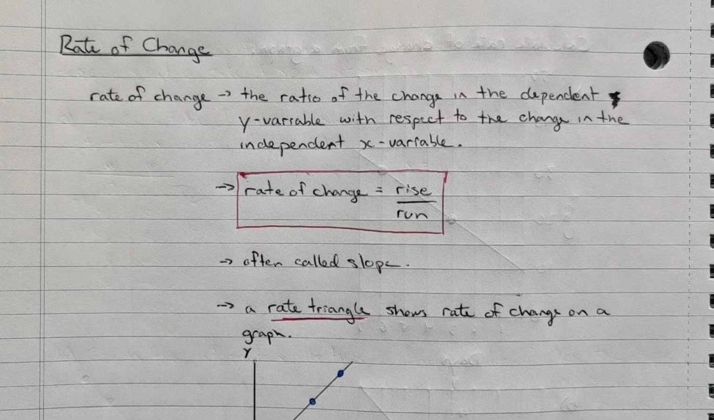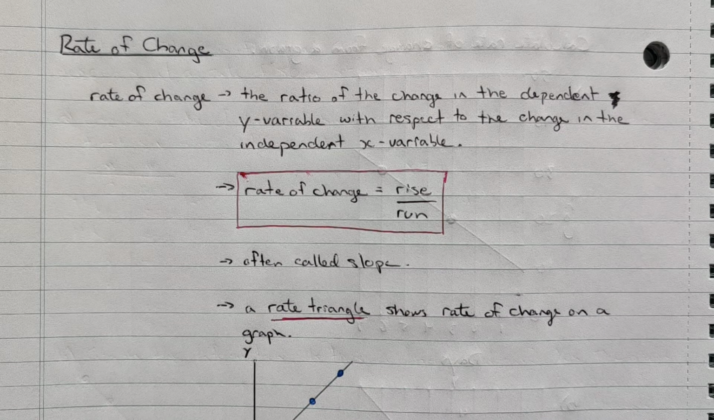So here we're looking at the rate of change. The rate of change is a ratio comparing the change in the dependent or y variable with respect to the change in the independent or x variable. So it compares how something's going up or down, if it's increasing or decreasing, how much compared to the change in the horizontal movement. And so we'll look at some examples that'll hopefully clarify that a little more.